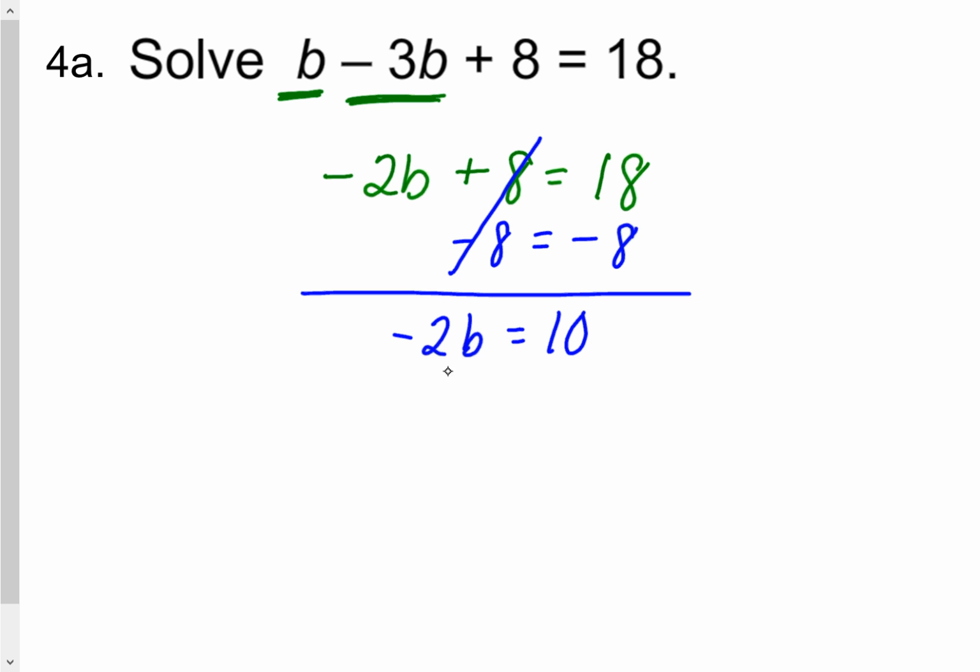Now we're going to undo our multiplication of negative 2. So let's divide by negative 2 on both sides of the equation. So negative 2 divided by negative 2 is 1, and b is going to equal negative 5.